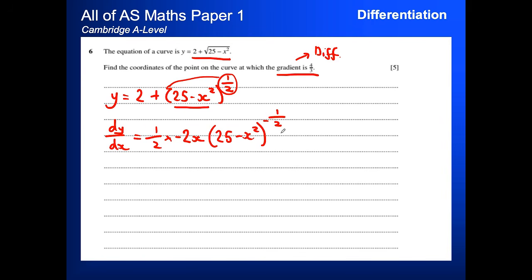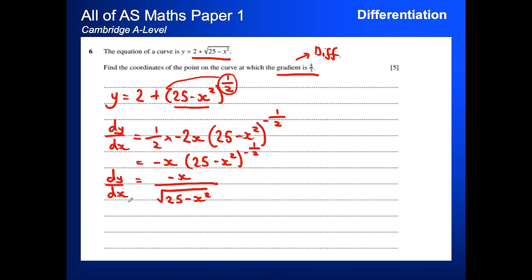Now we're going to do a little bit of tidying up here. First of all, 1/2 times minus 2x gives us just minus x, which is very helpful. And then we have the 25 minus x squared to the power of negative 1/2. And again, we can convert this back into the original form. Remember, minus 1/2 means it needs to go on the bottom. So we get minus x on the top, and then the square root of 25 minus x squared on the bottom. And that's what dy by dx is equal to.